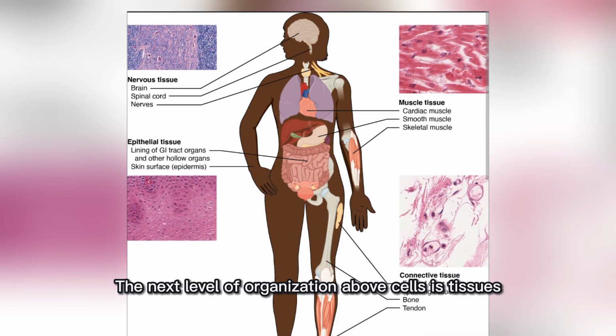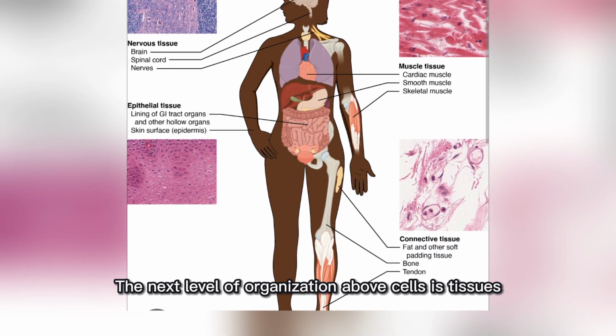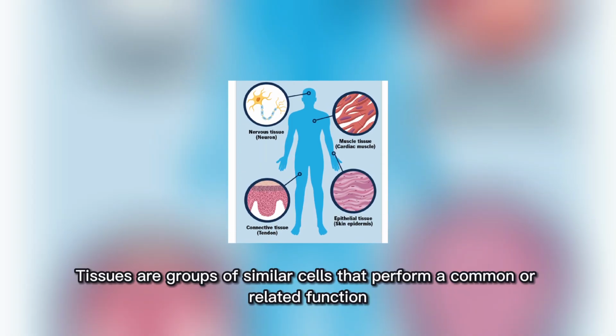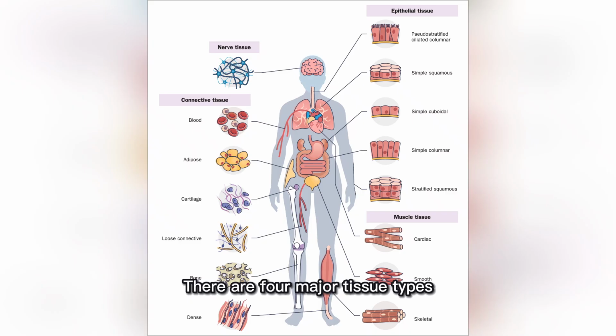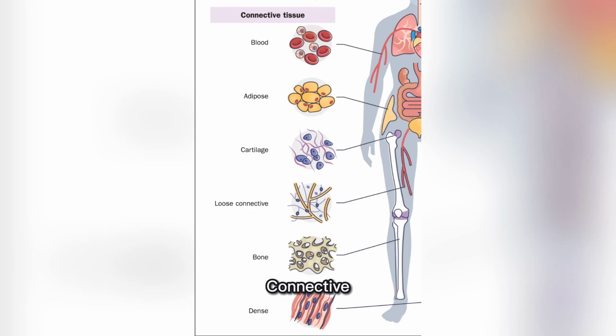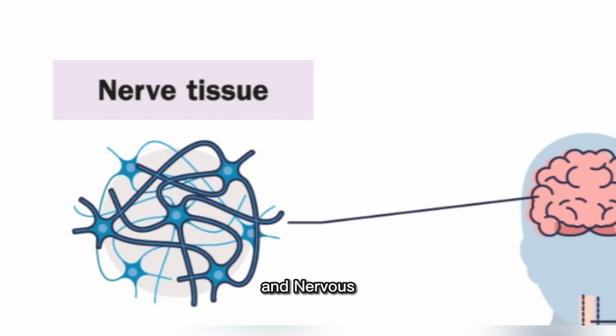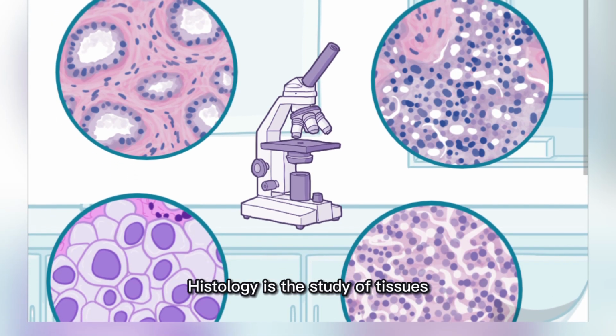The next level of organization above cells is tissues. Tissues are groups of similar cells that perform a common or related function. There are four major tissue types: epithelial, connective, muscle, and nervous. Histology is the study of tissues.